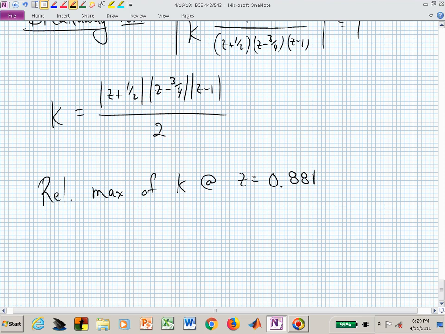And we could now plug in that z value to that formula. We've already done it probably if that's the place where we hit the maximum, but we now evaluate that for z equal to 0.881, and we get k equal to 0.011 at the breakaway point. So we don't have to crank up k very much before we break away from the real axis with those two poles at 0.75 and 1.